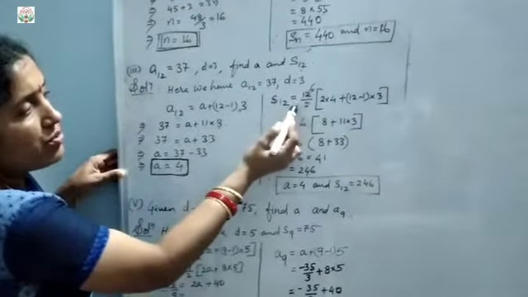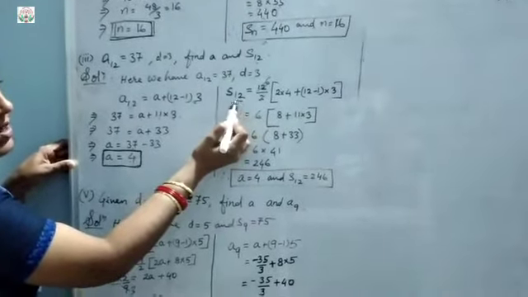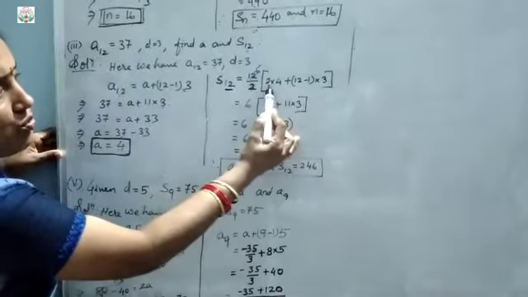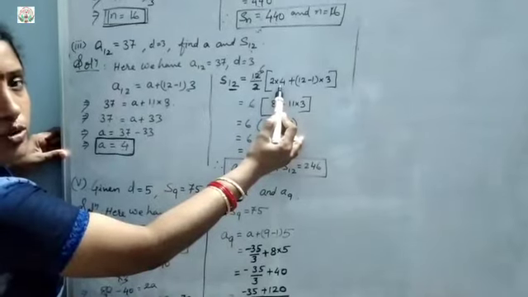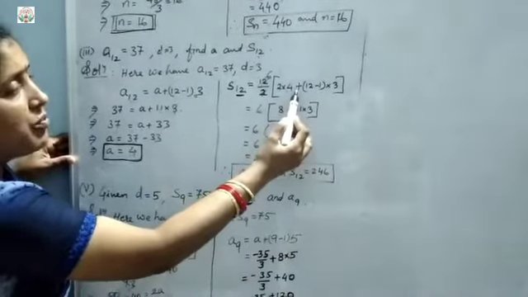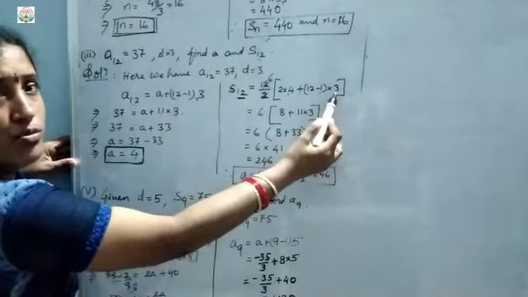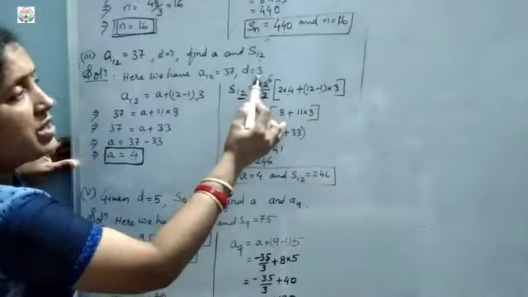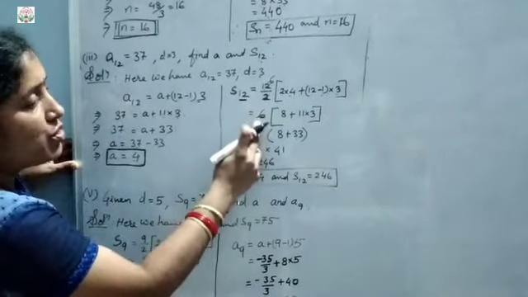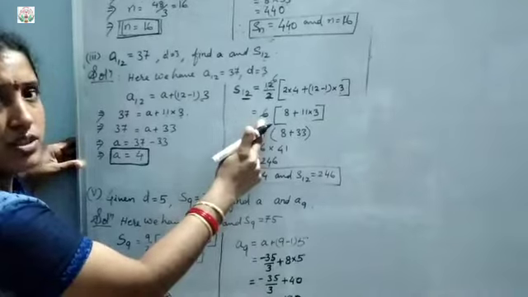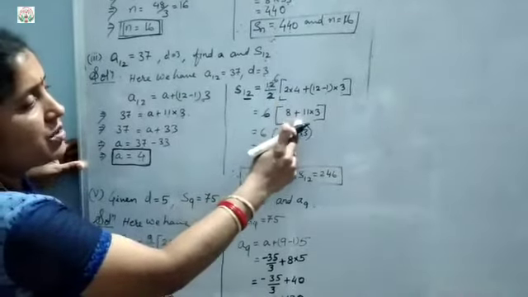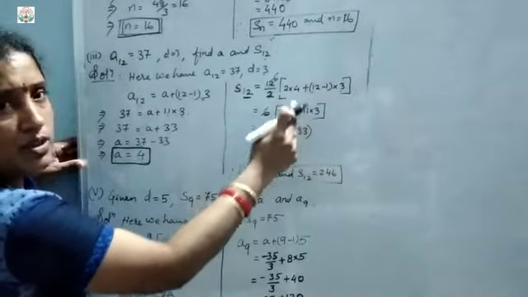Now as we have the value of a, we have to find S12. So S12 equals n upon 2, where n is 12. So 12 upon 2 into 2 into 4, that is the value of a we got, which is 4, plus 12 minus 1 into d, and the value of d is 3. On dividing 12 upon 2 we get 6. 6 into 4 twos are 8.